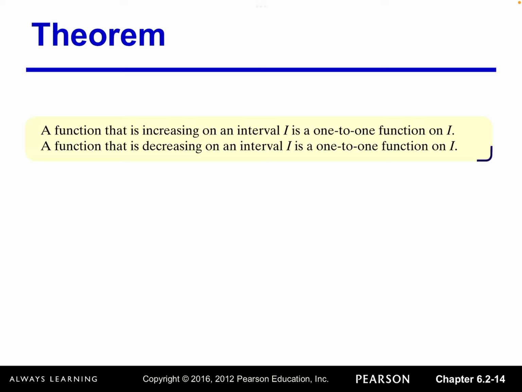Then we introduce a theorem. A function that is increasing on an interval must be a one-to-one function on that interval, and it's similar for decreasing. So what does the theorem tell us? If a function is monotone, either increasing or decreasing on an interval, then on that interval the function must be one-to-one.